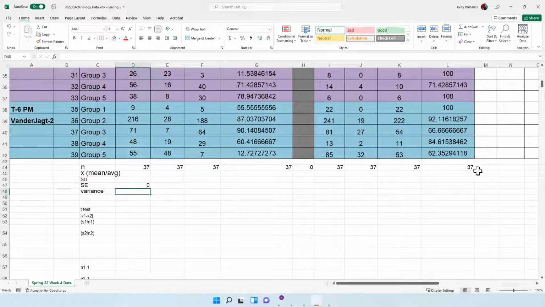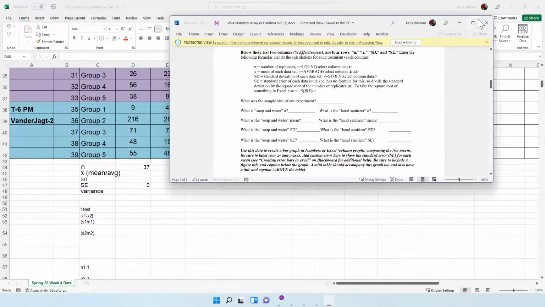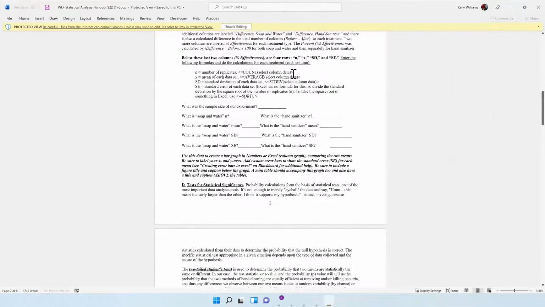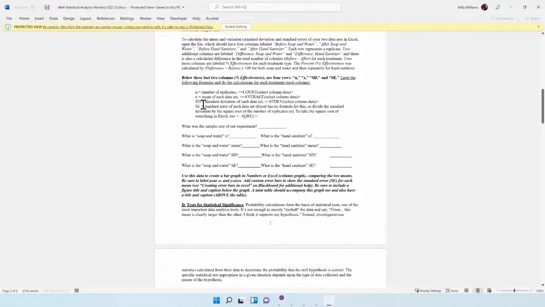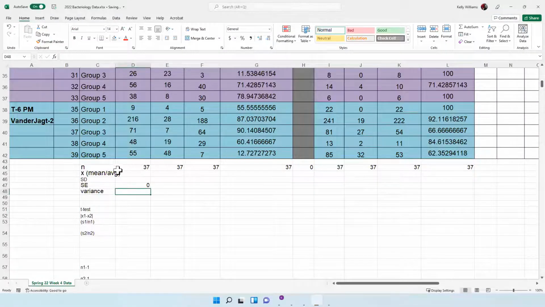Now, once we have all of this data, you can answer a lot of the questions on your handout. So everything that you need is here. It'll say below these two columns, calculate this. It's saying only to calculate it for 4% effectiveness because that's really the only thing you need to do it for. But if I were you, I would just calculate the whole thing. It's really not that hard. Once you type it in once, again, just drag it over.